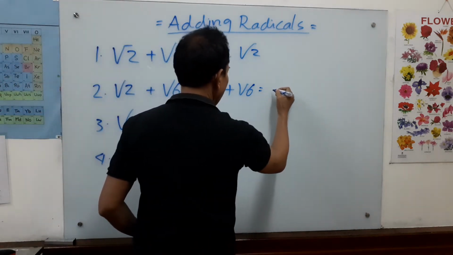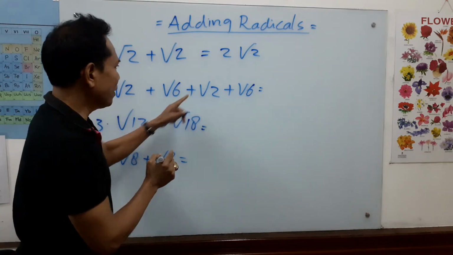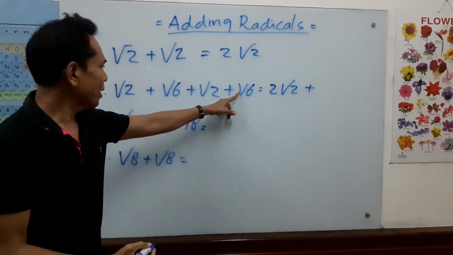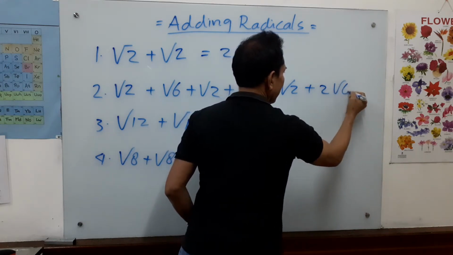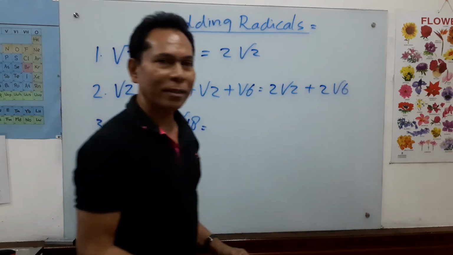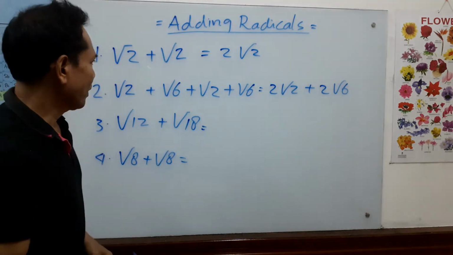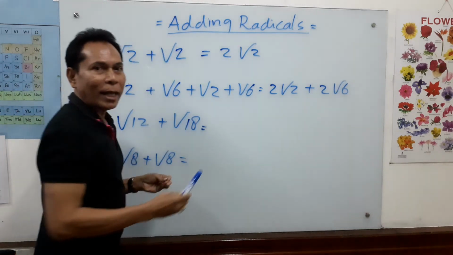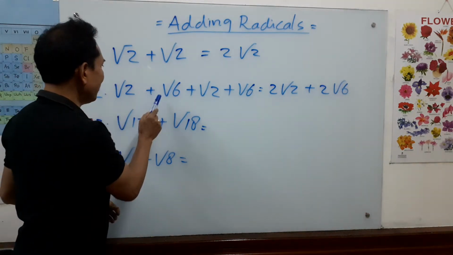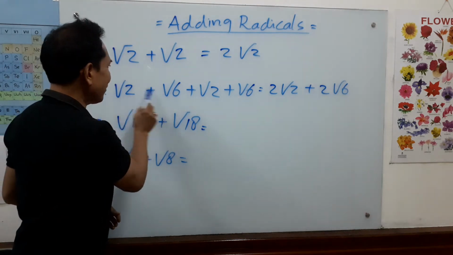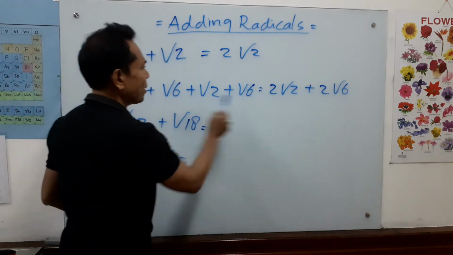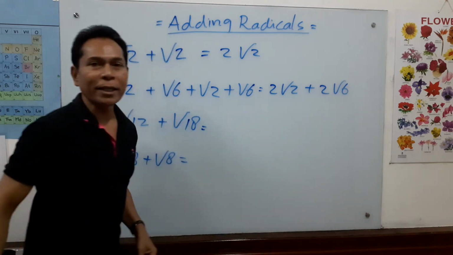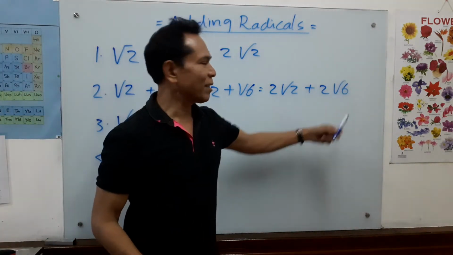So remember, children, 1 here, 1 here. So 2 radical 2 plus, there is 1 here also, there is 1 here also, 2 radical 6. Easy. No problem. So you put them together, the same radicands, 2 and 2, 6 and 6, and you add. We normally do not write the 1s, but remember there is always 1 here, 1 here. So 1 plus 1 is 2, 2 radical 2. And 1 plus 1, 2 radical 6. We cannot break this radical 6, so just leave it like that.